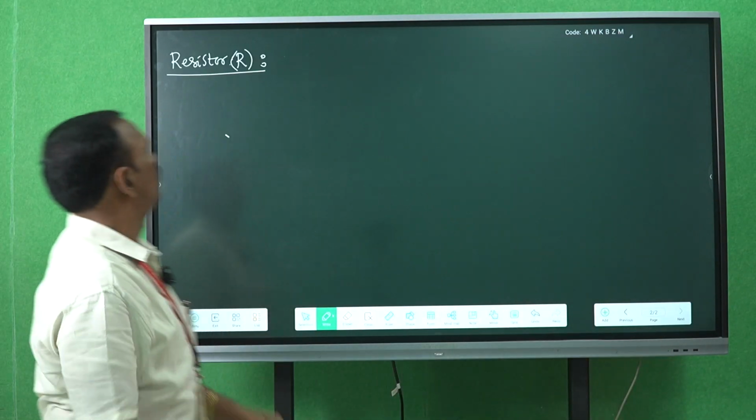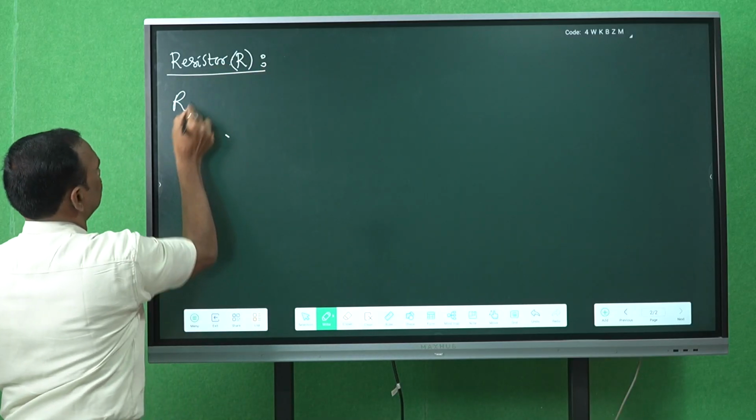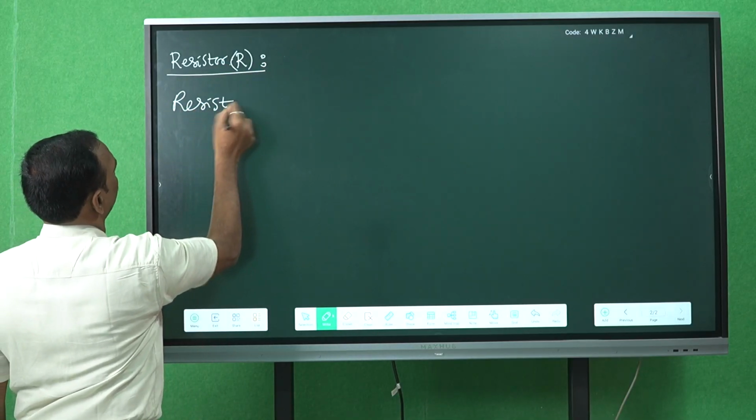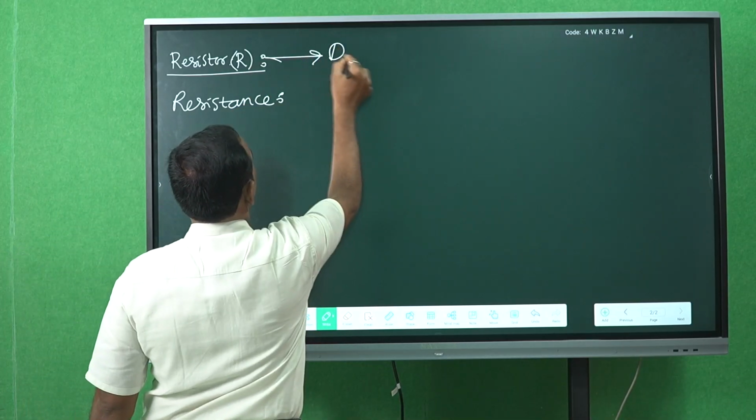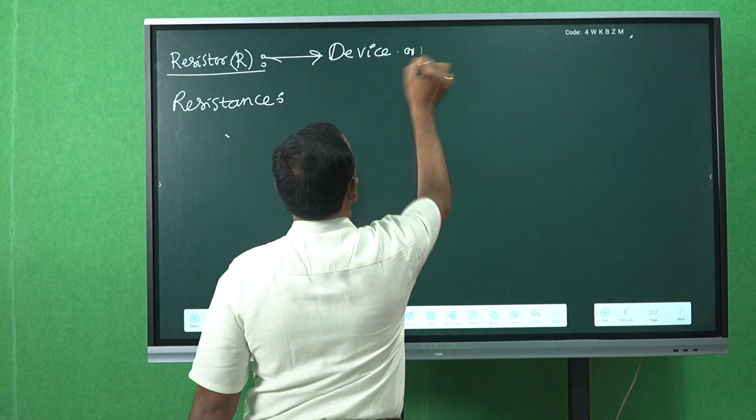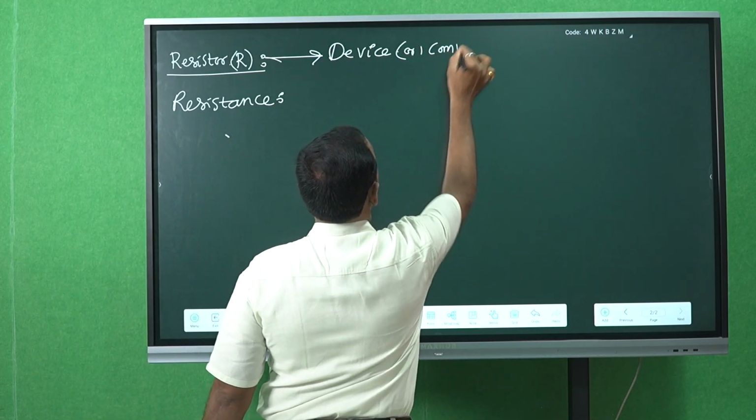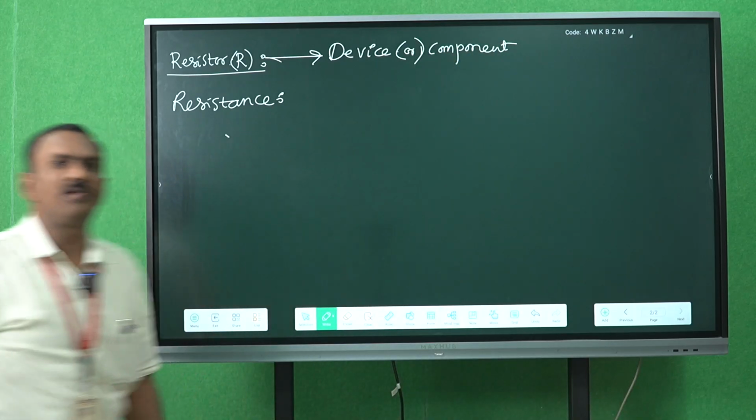Now, the question is, what is a resistor? What is a resistance? A resistor is a device or a component.